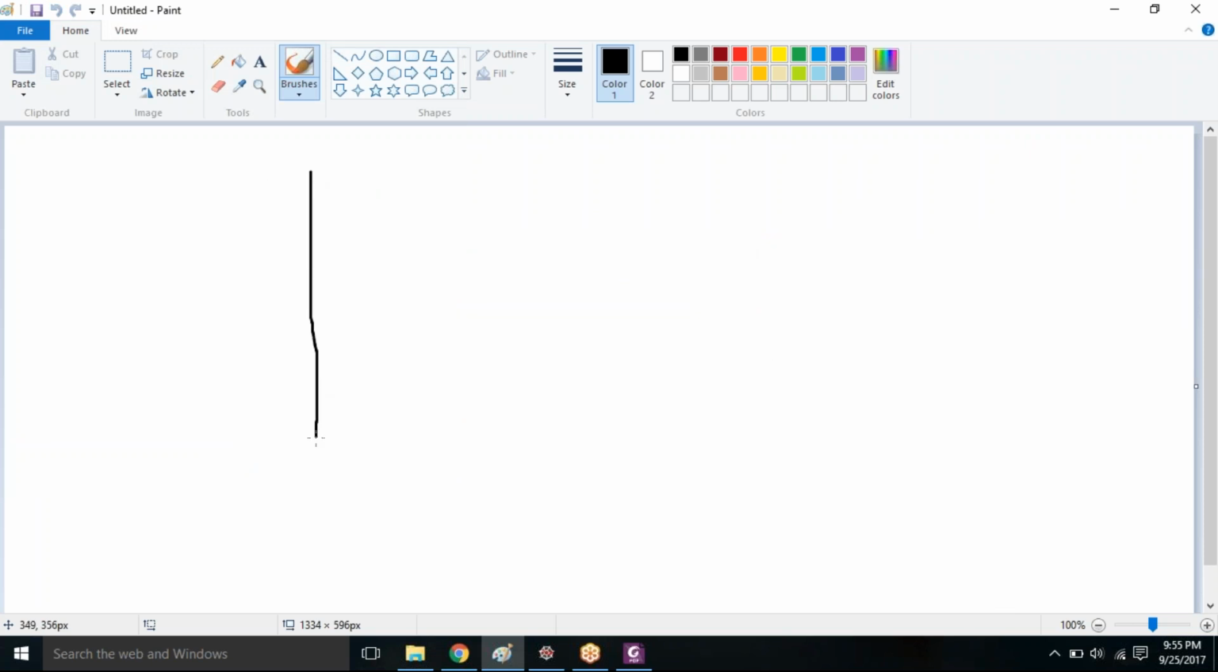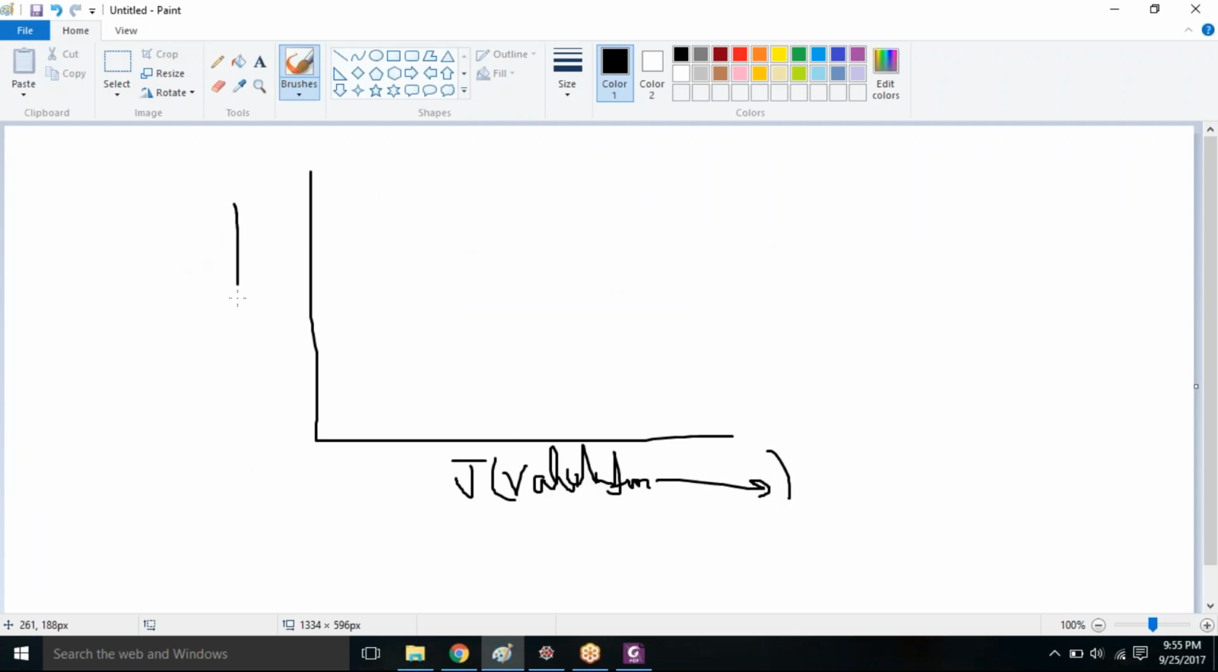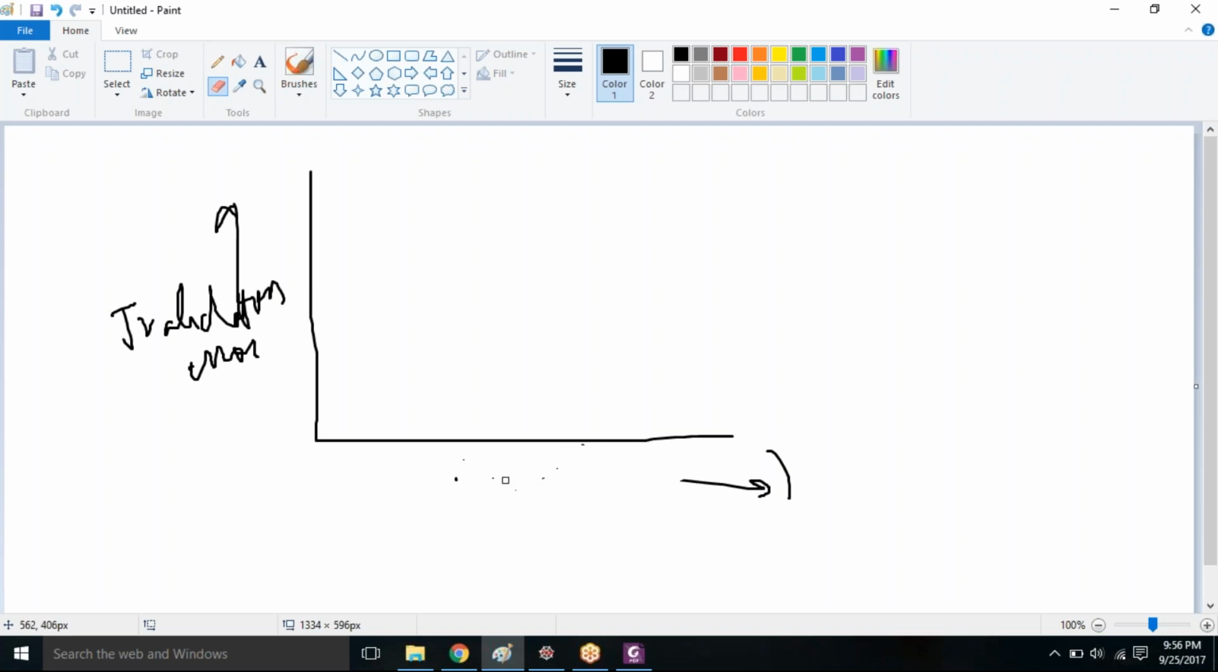Suppose this is my validation error. On the y-axis will be my validation error, sorry, I made it wrong before, and on the x-axis it will be degree: one, two, three, four. I am going in a loop, right? So in the loop, I will be having degree from 1 to 10.